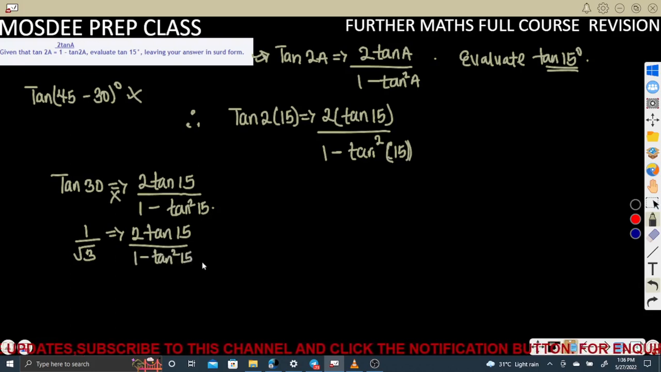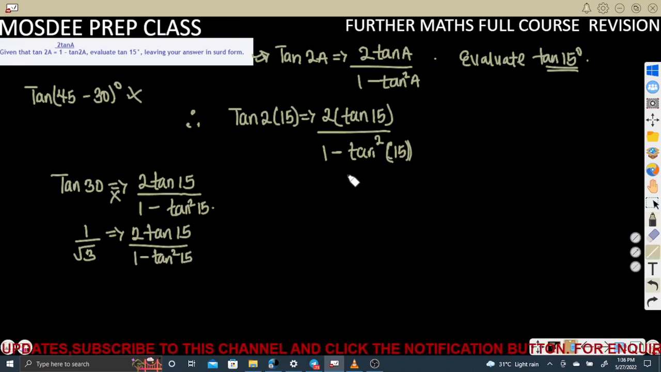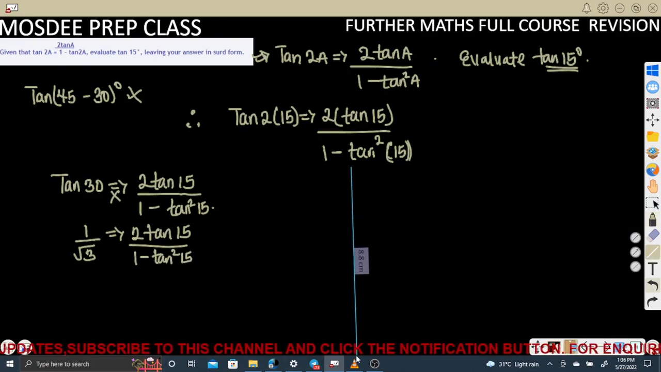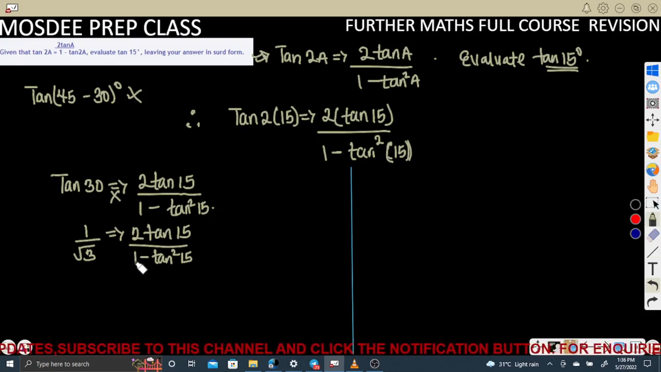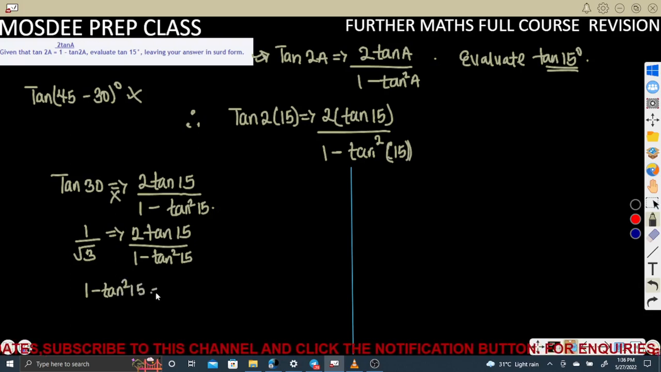So from cross multiplication, we can conclude. Let me make a bisection here. So when you cross multiply, 1 multiplied by anything will be 1 minus tan square 15 is equal to 2 root 3 plus, 2 multiplied by root 3 is 2 root 3, then tan 15.